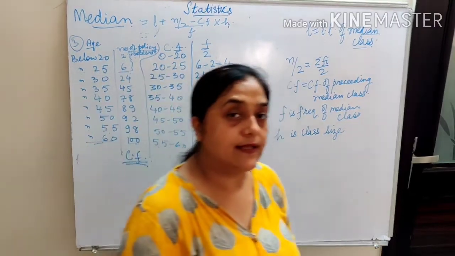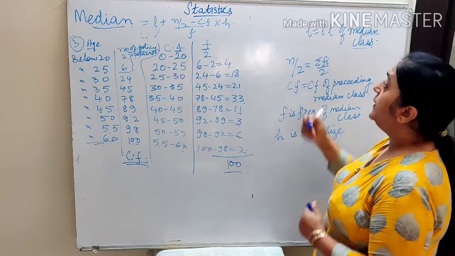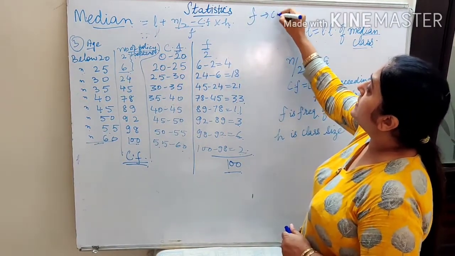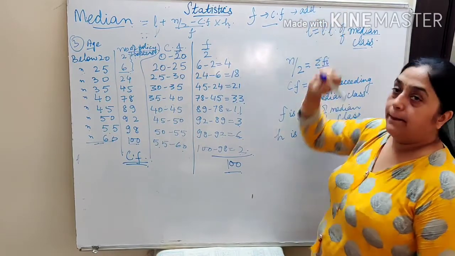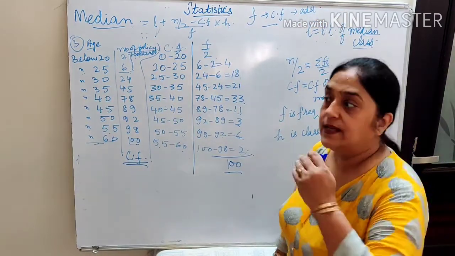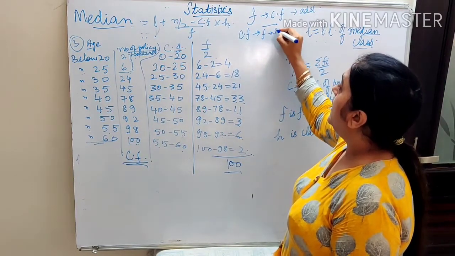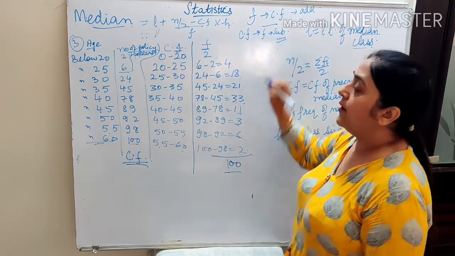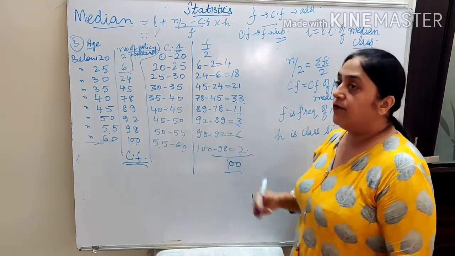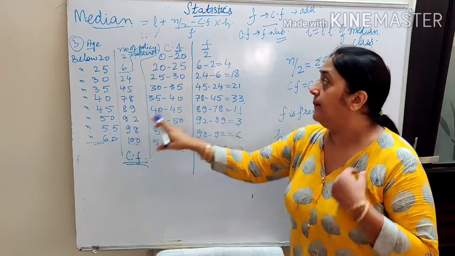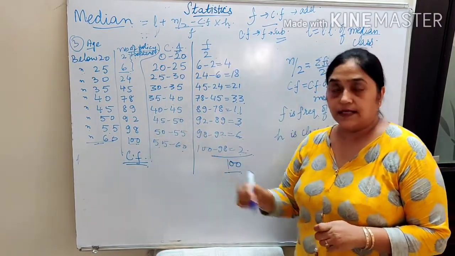So there are two things. One is conversion of frequency into CF. What do you have to do? You add up with the previous one. And when you come from cumulative to frequency, then you subtract from the previous one, right? So this is the way of converting a below data into the class intervals.